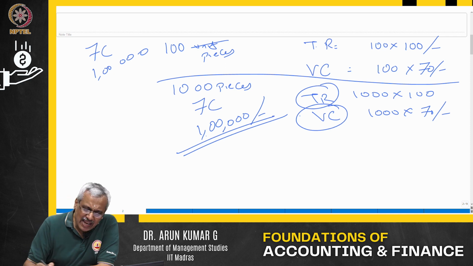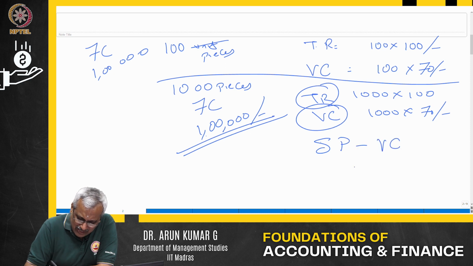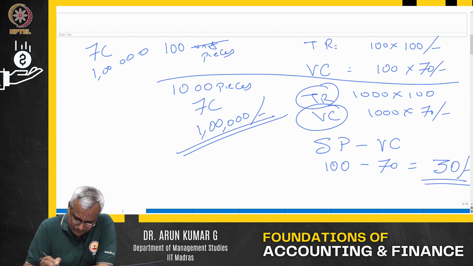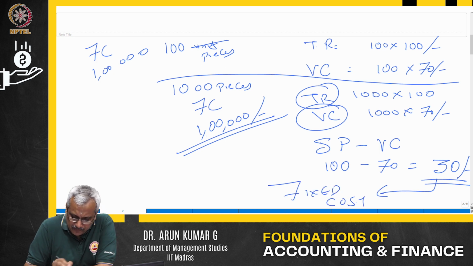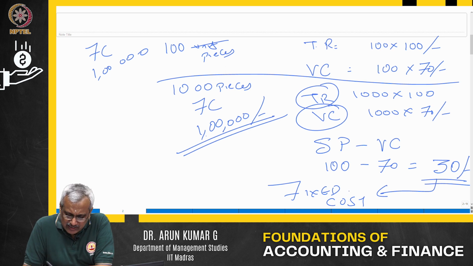Every unit I manufacture is going to give me my selling price minus my variable cost. My selling price is 100, my variable cost is 70, so it is yielding me 30 rupees. This 30 rupees is what I use to cover my fixed cost.